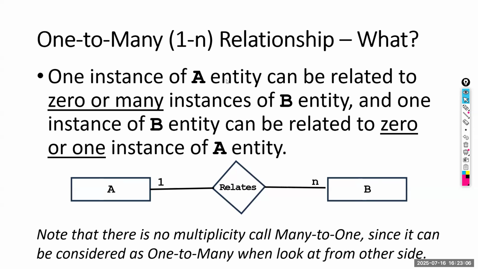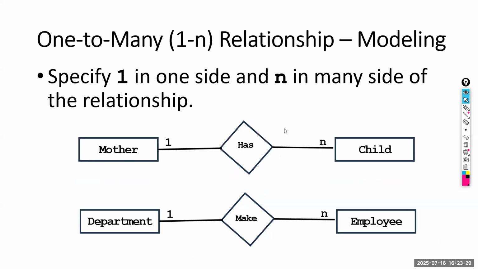A mother and children. A mother can have many children, but one child can have only one mother. Now don't think about test tube babies. One school can have many teachers. One teacher belongs to one school at a time. Usually a teacher is not assigned to many schools. So mother and child is the classic example.